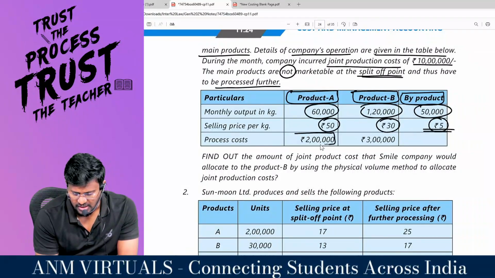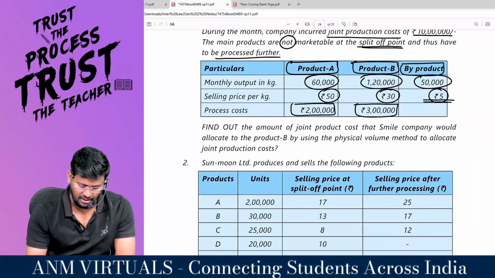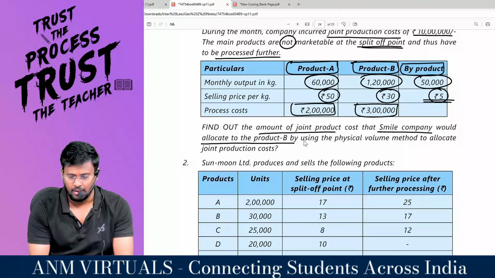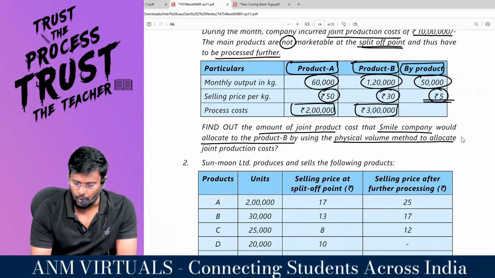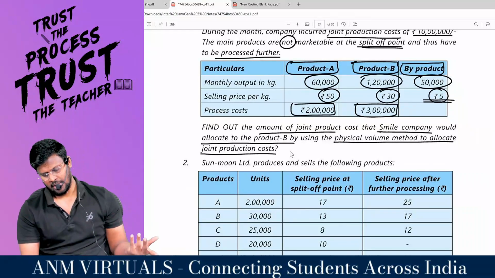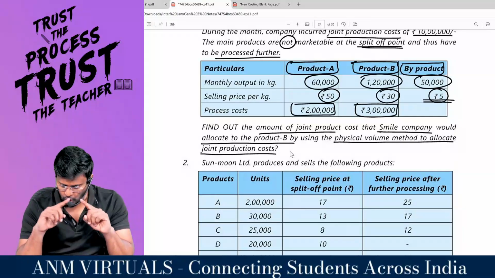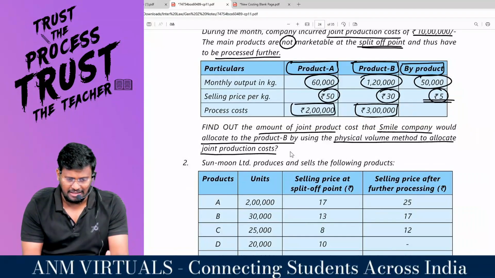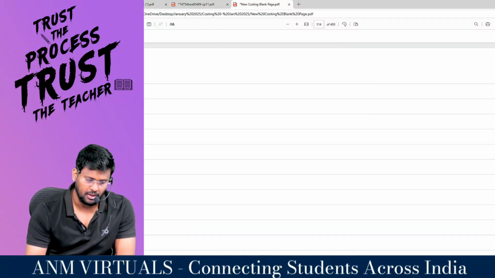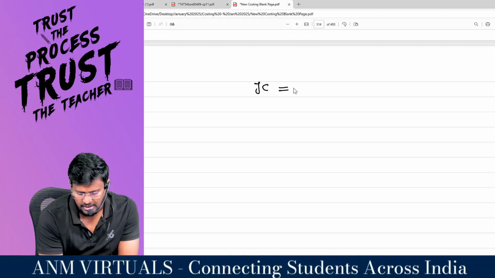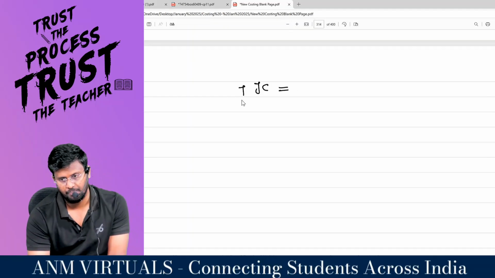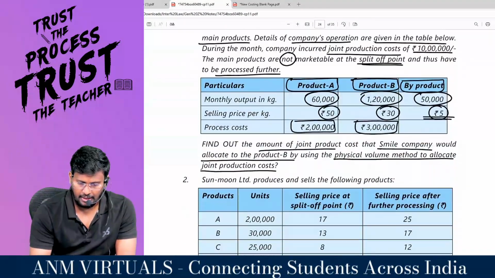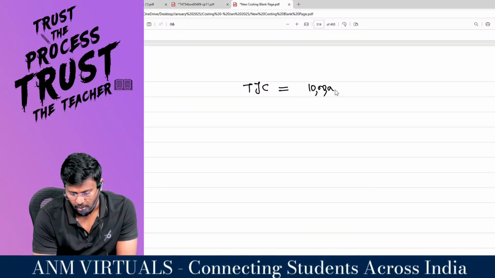So further processing cost is 2 lakhs and 3 lakhs. Find out the amount of joint product cost that Smile company would allocate to Product B by using the physical volume method to allocate joint production cost. So basically we would split the joint cost for the 2 products, but in the question they have asked for only one product. So we write the answer for 2 products and at the end take only B. First I need to know the total joint cost. How much joint cost have you spent in total? 10 lakhs. Will you apportion the 10 lakhs or not?